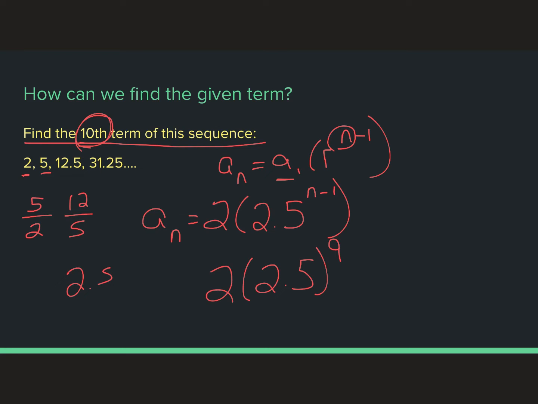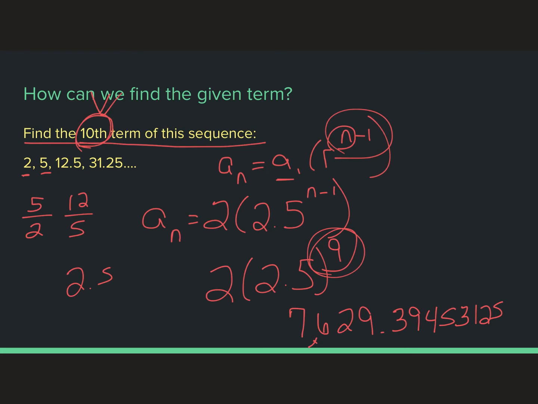So take a second and put that into your calculator. And when you put that into your calculator, you should get 7,629.39453125. Okay, so that's the number. Now, the big thing to remember is that this number here is not going to be the term you're finding. I was trying to do the 10th term. We subtract 1. Okay? So make sure that you do that. So let's go on and try another one.